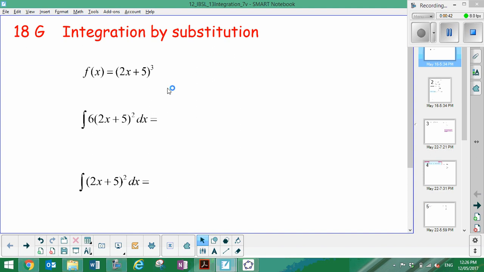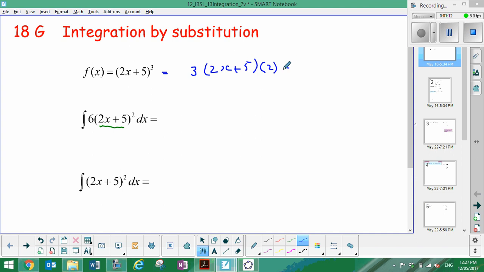So if we come back to here and think about what our process was, we identified that here we've got our small function inside. When we differentiate that, we get 3 times 2x plus 5 squared, and then we multiply by our 2, and that gives us our 6 and the power of 2 up here. So we're getting 6 times (2x plus 5) squared.